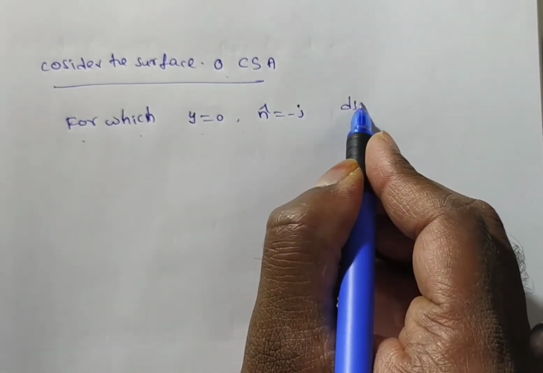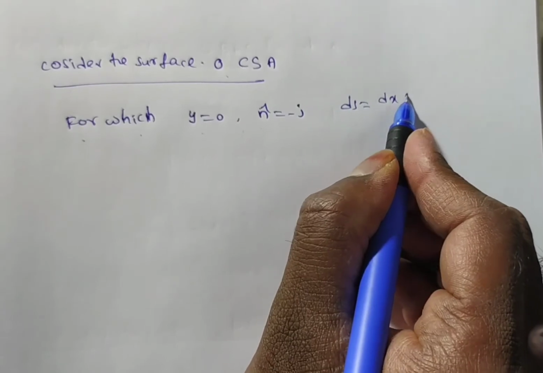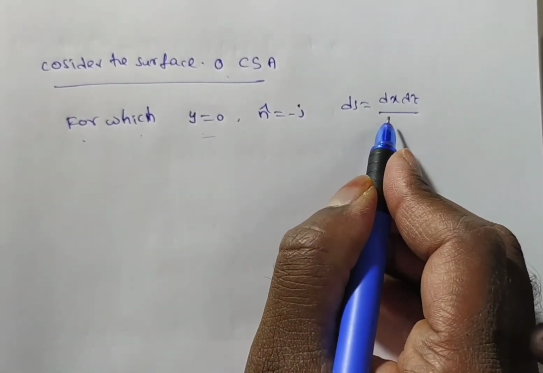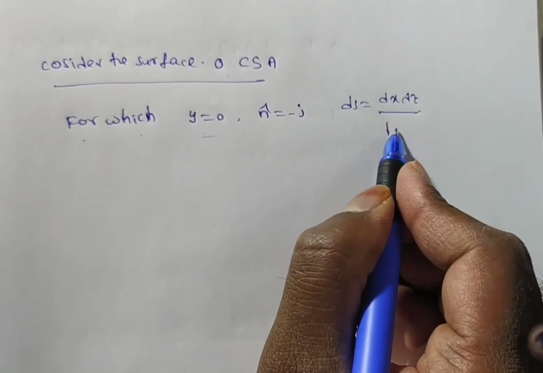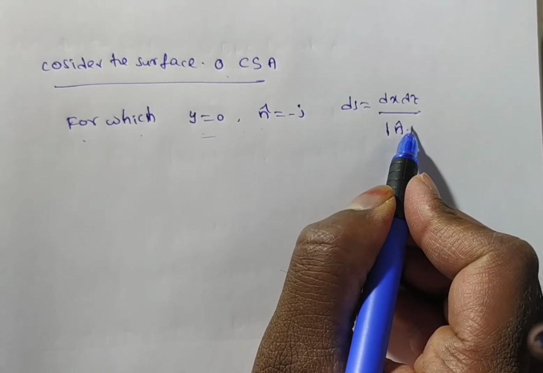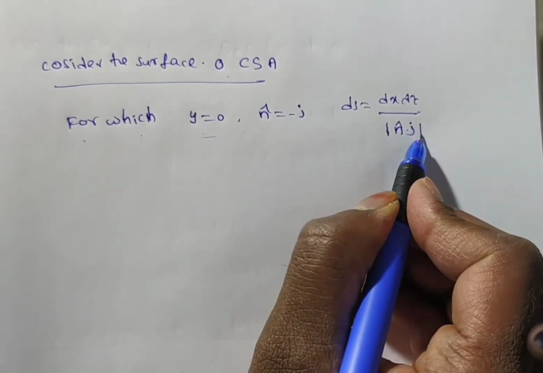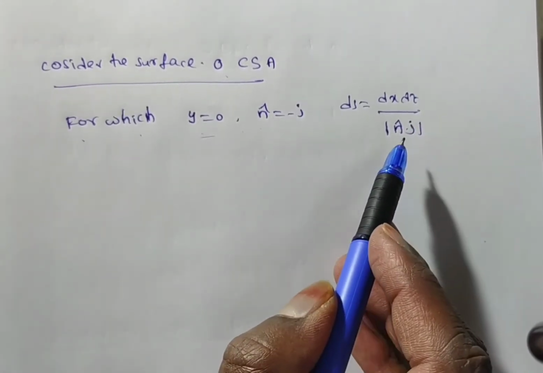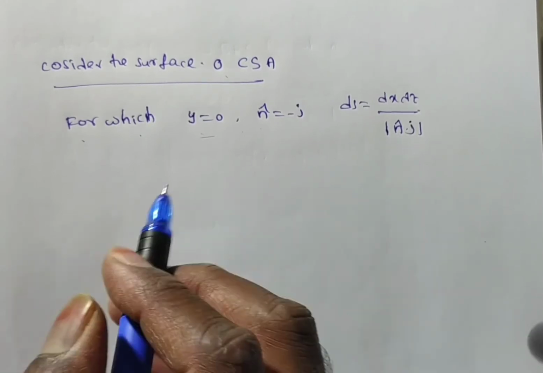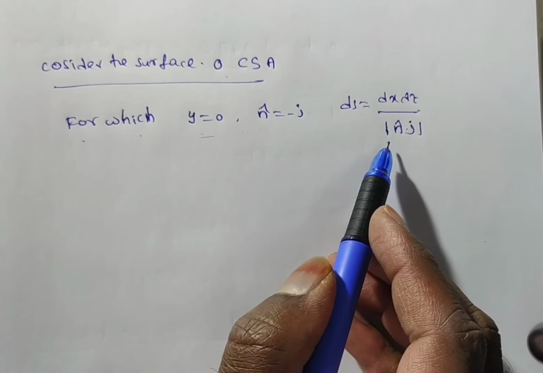Now ds will be dx dz, since the y value is given, so obviously it is in the xz plane only. So ds is dx dz by mod of n cap dot j, the missing term y. Friends, if I write n bar or n cap, you remember that it is an outward unit normal vector, that's it. Sometimes I may write n bar or n cap by mistake.